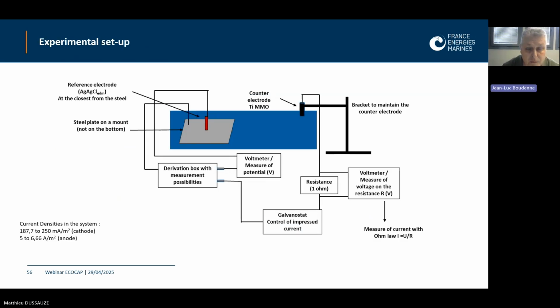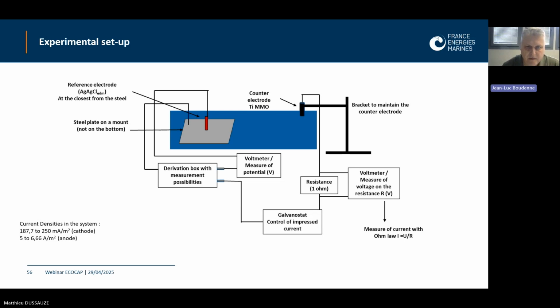So to simulate what happens in a wind farm, we have made cathodic protection with impressed current close to the real situation. We have designed a protection potential of carbon steel around minus 800 millivolts. That corresponds to a mean current density of 0.080 ampere per square meter.